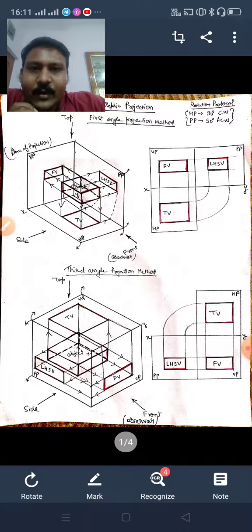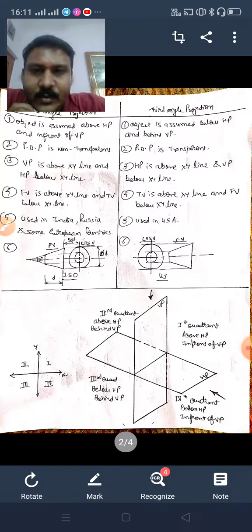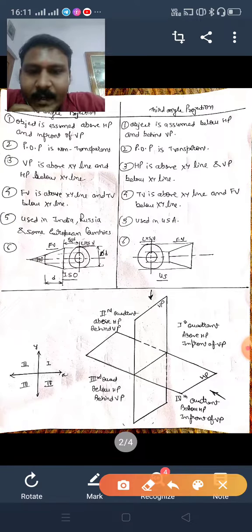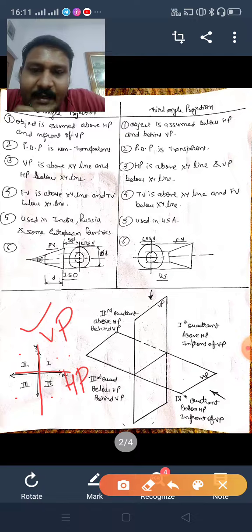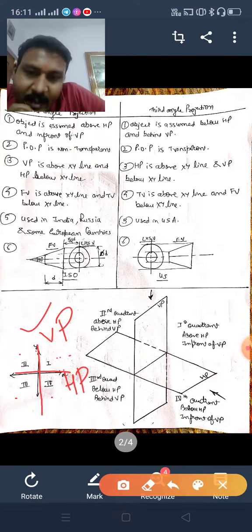As I have already explained in my previous videos, there are 4 quadrants. Please see this part. There are 4 quadrants: first, second, third, and fourth. And there are 2 planes. This horizontal line is called the horizontal plane, and this vertical line is called the vertical plane. Anything above HP and in front of VP is in the first quadrant. Anything above HP and behind VP, VP के पीछे, is in the second quadrant.